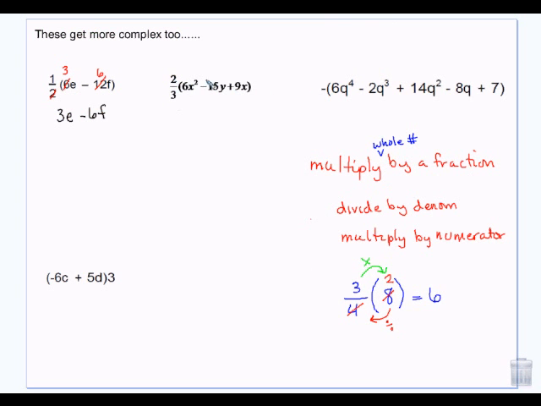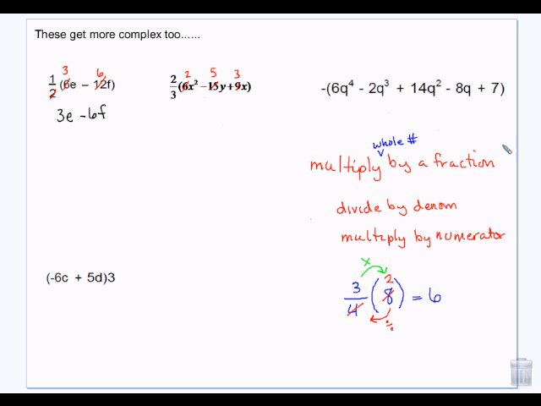I'm multiplying 2/3 times everything inside, so the first thing I'm going to do is say, okay, do all of these divide by 3? Yes, they do. So I'm going to go through and divide them by 3. So 3 goes into 6 twice, 3 goes into 15 5 times, and 3 goes into 9 3 times. Good so far?